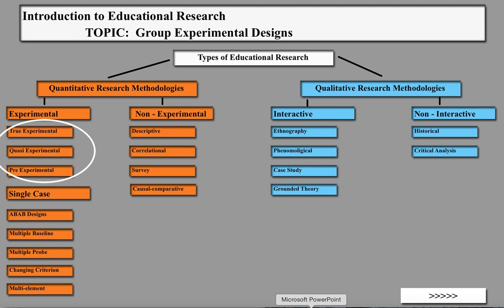All right, well, here's our big picture. This is the types of educational research. You've seen this view before. The quantitative methodologies, the qualitative, and we are on the quantitative side and on the experimental side. And today's video is going to look at true experimental research designs, quasi-experimental research designs, and pre-experimental research designs.